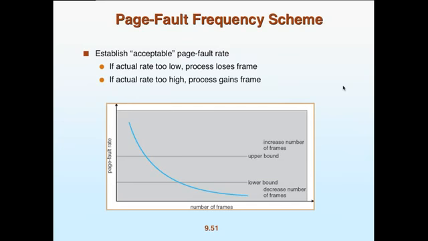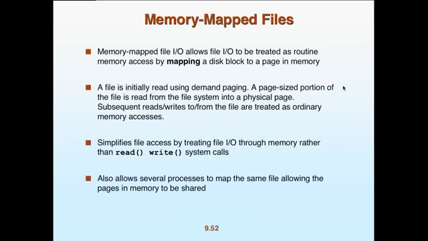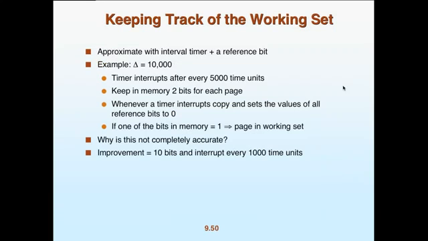But the page fault frequency scheme establishes an acceptable page fault rate as a goal of all of these page replacement algorithms. The idea is not to have any page faults, but we're going to have them. And we can calculate the efficiency by the rate. If the actual rate is too low, the process loses frames. If the actual rate is too high, the process gains frames. And then we can adjust in a real-time fashion. Given the number of page faults, we can apply a different algorithm, or we could possibly tweak the algorithm in terms of its efficiency.